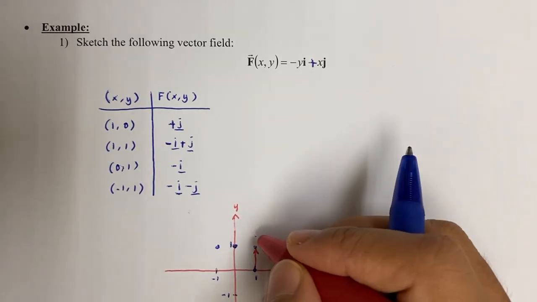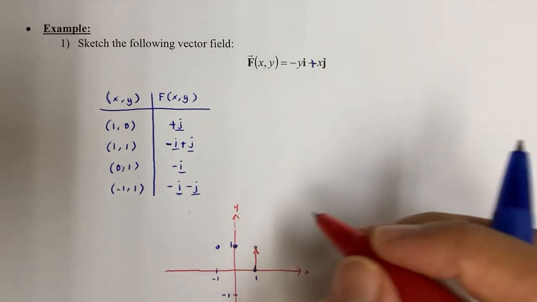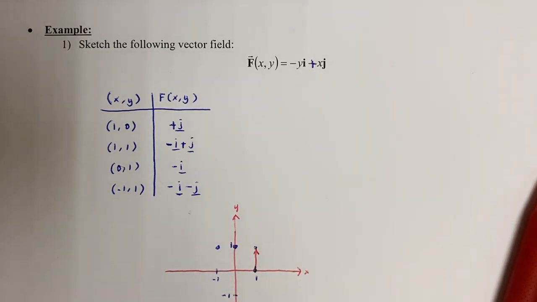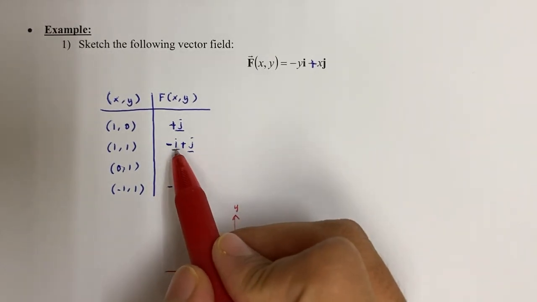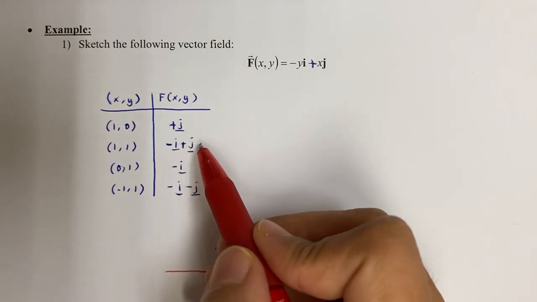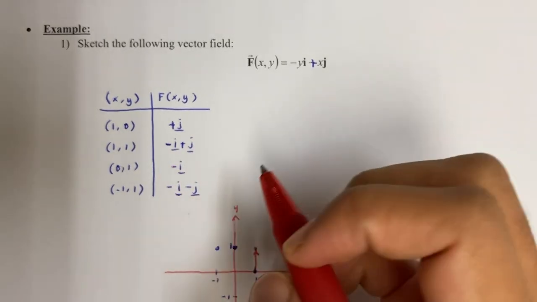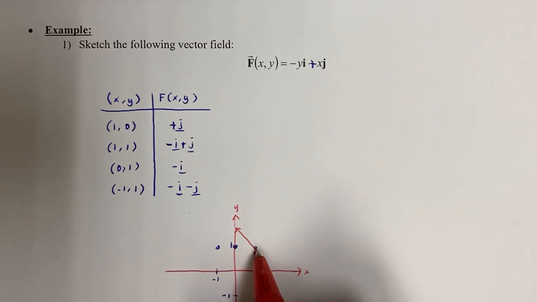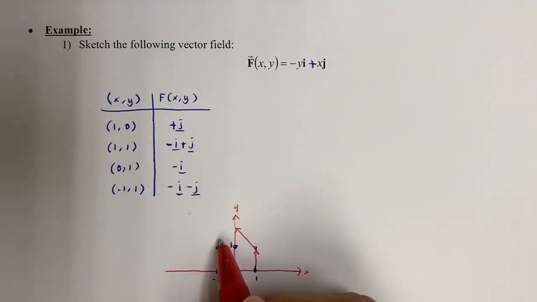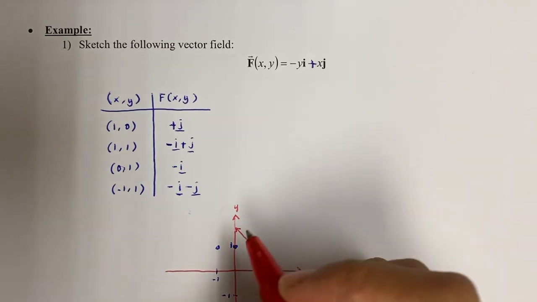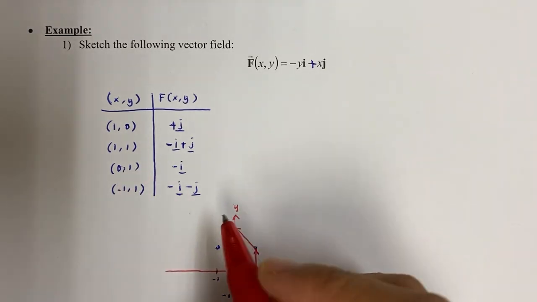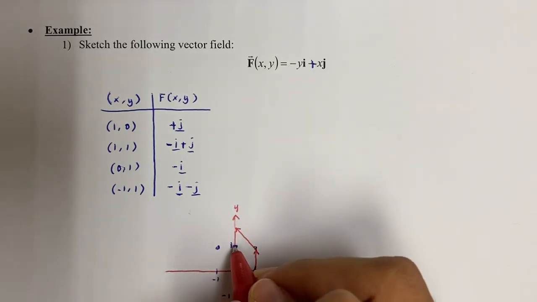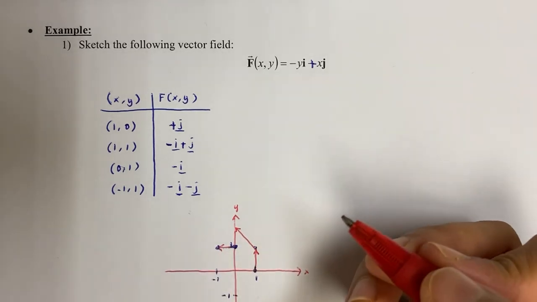So j is in the y direction. So it moves upwards. Okay. And then for (1, 1), this is (1, 1). It moves minus i. So it moves to the left by 1, and then it moves up by 1 for the j direction. So you have this: to the left first by 1, and then up by 1. Okay. And then (0, 1) is this point, you have minus i. Minus i, you have to move to the left by 1 point.